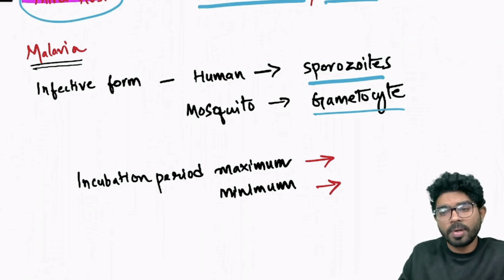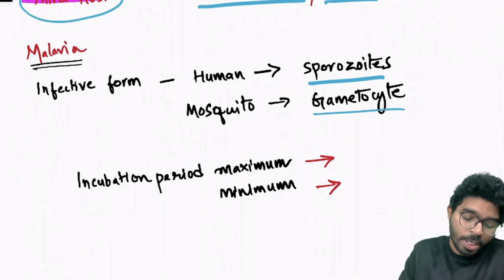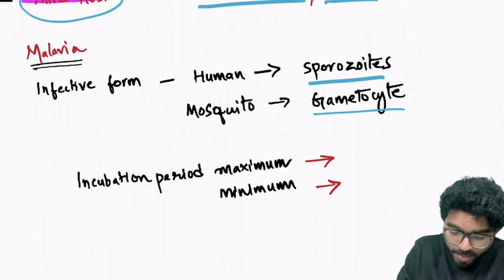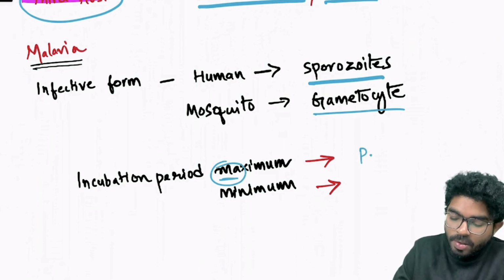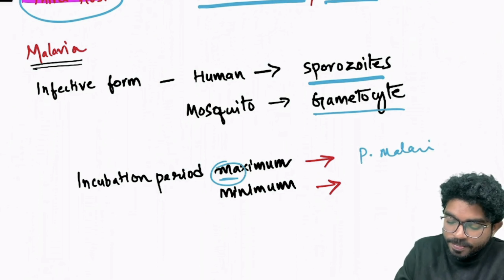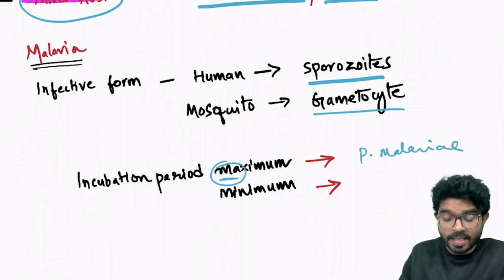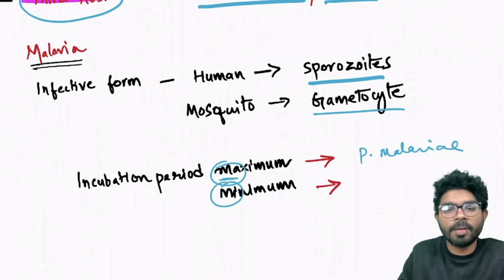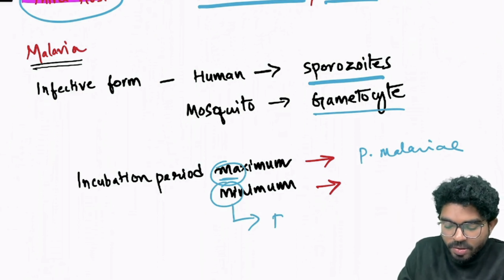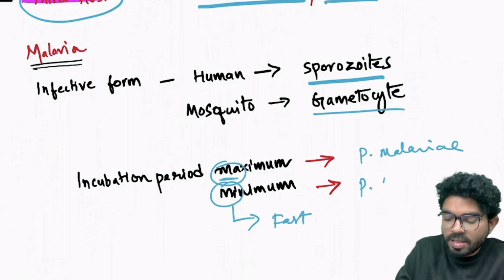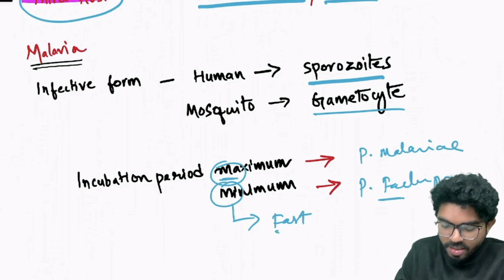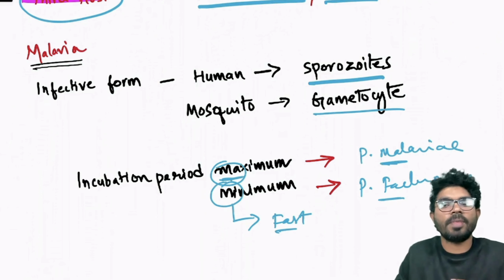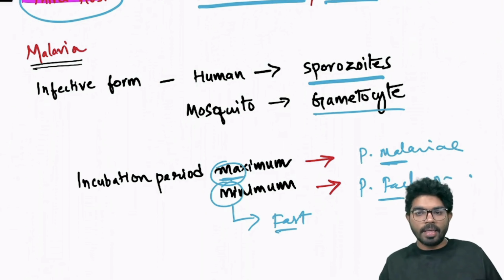Okay, so when talking about the different types of malaria, the incubation period is going to be maximum for quartan malaria, so maximum is for malariae, whereas it is minimum, minimum means fast, for falciparum. Okay, minimum is falciparum, fast. Maximum is malariae malaria. Okay, right, I hope you are very, very clear with these contents.